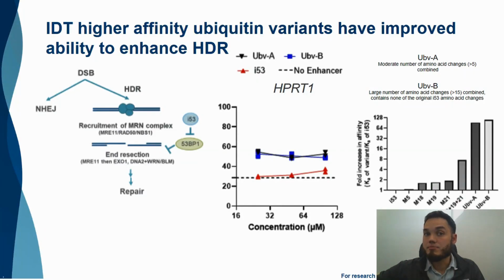From another site saturation mutagenesis effort, we identified a number of single amino acid changes that improved the affinity of I53 for 53BP1, shown here on the right as a fold increase in affinity versus the wild-type protein. A number of different mutants were generated, but two mutants with stacked mutations, named UBVA and UBVB, have vastly improved affinity. When testing these mutants as functional proteins, the improvement to HDR is increased above what we originally showed with wild-type I53 in red, but also was efficacious at significantly decreased concentrations of the actual peptide itself.